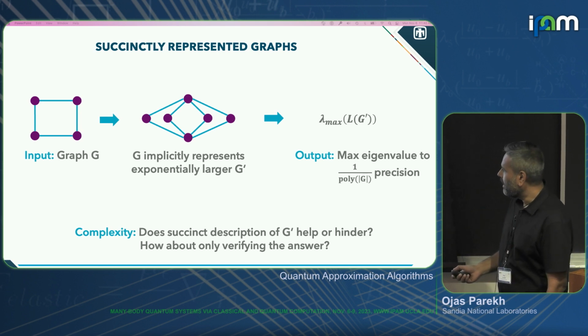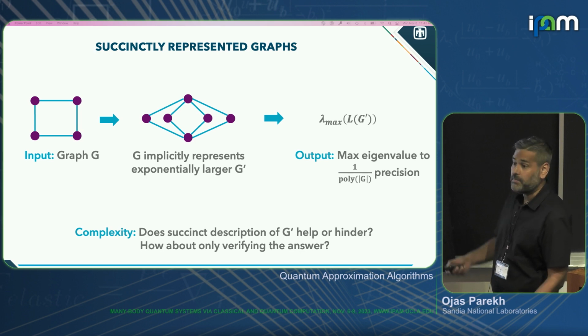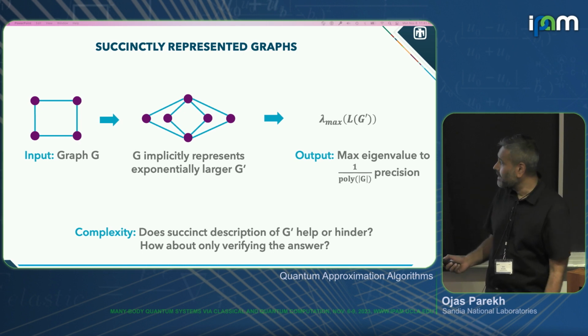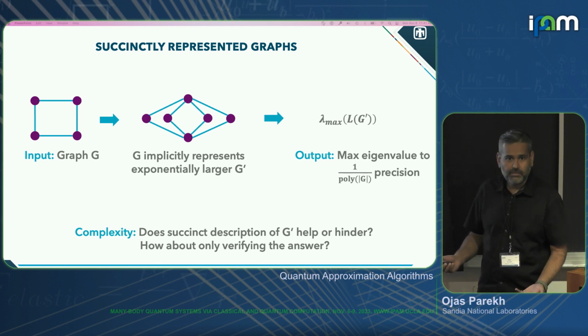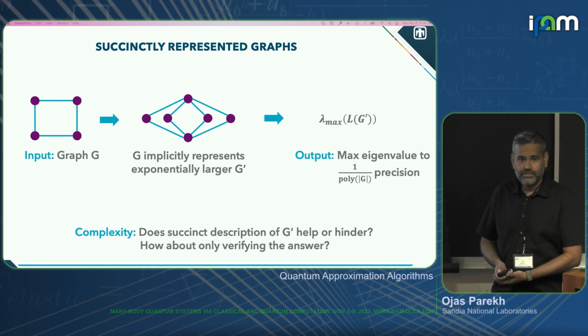Okay, so how about if we tried to make this more interesting? What if we said, hey, we have a small graph, and somehow it implicitly represents an exponentially larger graph. And then we have to take the maximum eigenvalue of that big graph. And so now I'm in a little bit of trouble, because if this graph is exponentially large, then finding the maximum eigenvalue might be kind of a hard thing to do.